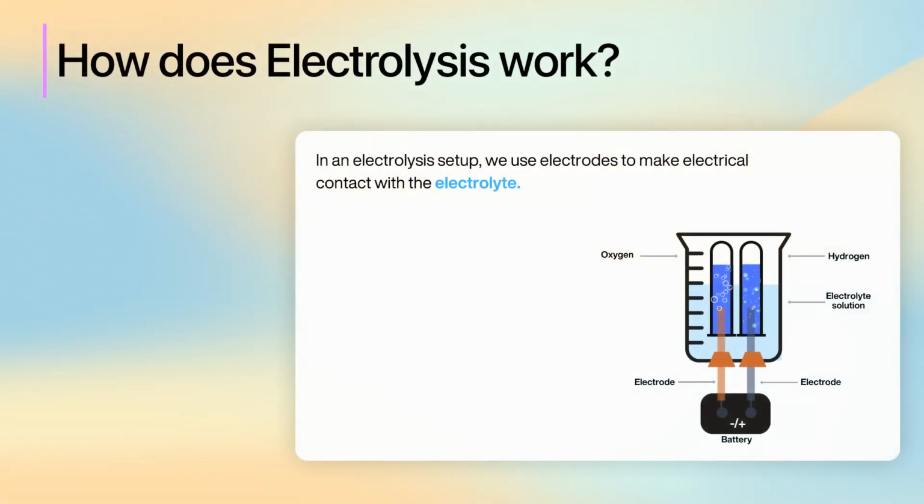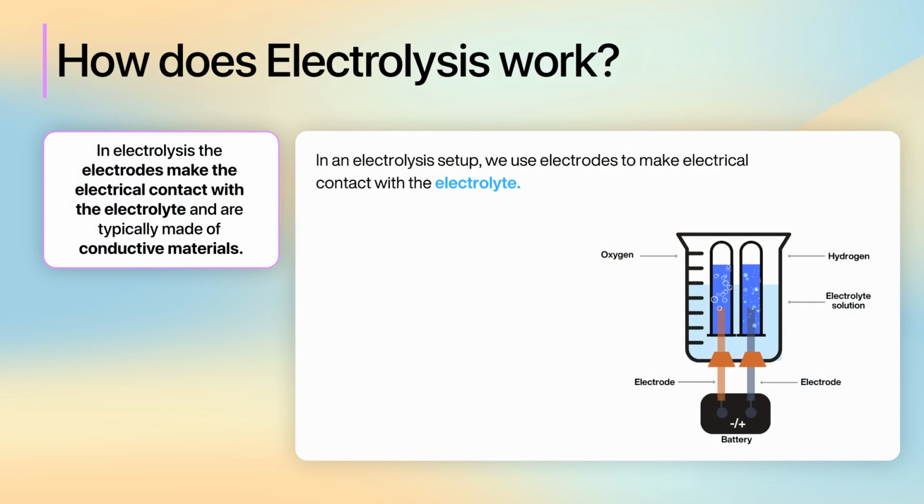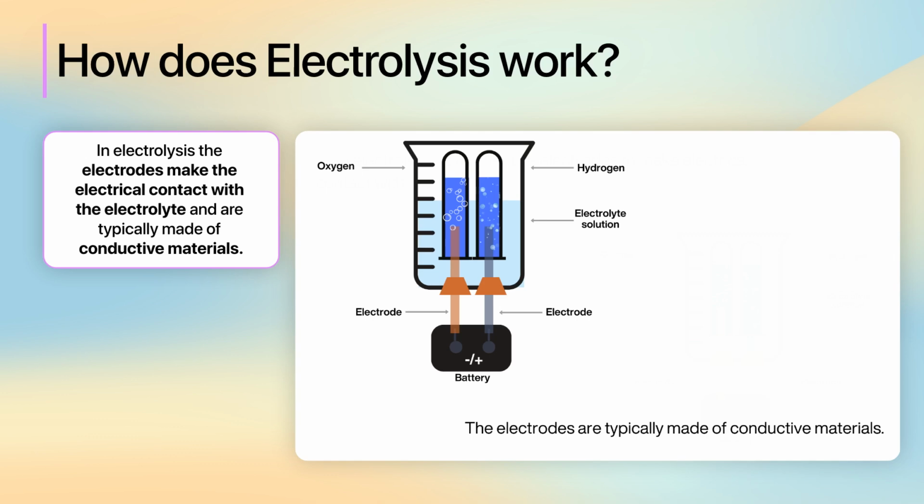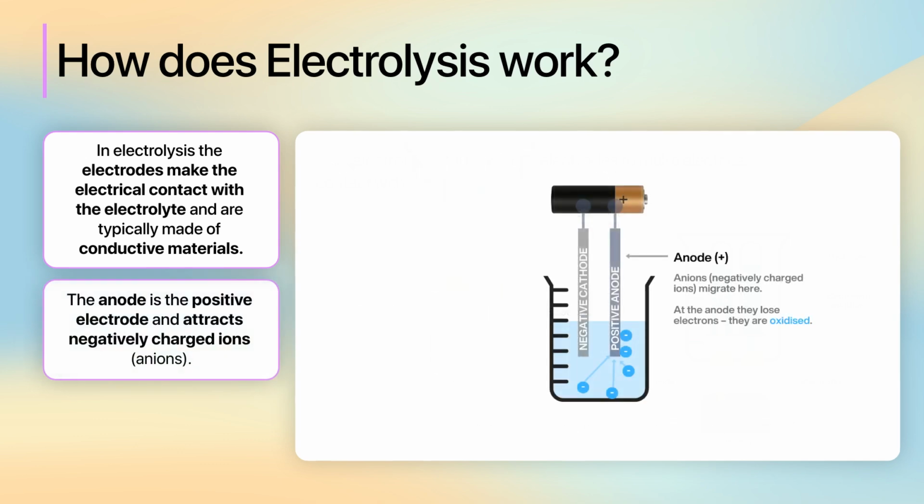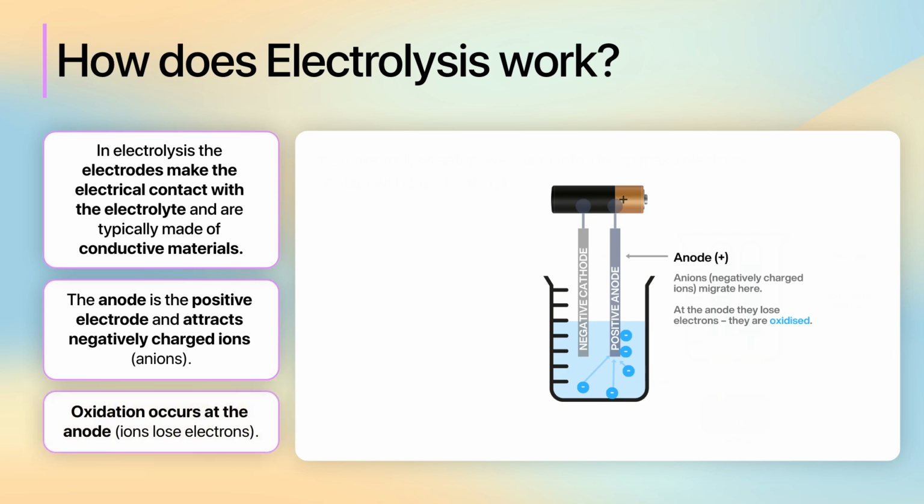In an electrolysis setup, we use electrodes to make electrical contact with the electrolyte. These electrodes are typically made of conductive materials, such as metals or graphite. Here are the main roles of the two types of electrodes. The anode, this is the positive electrode where oxidation occurs. Anions, which are negatively charged ions, migrate to the anode. At the anode, these anions lose electrons and are oxidized.